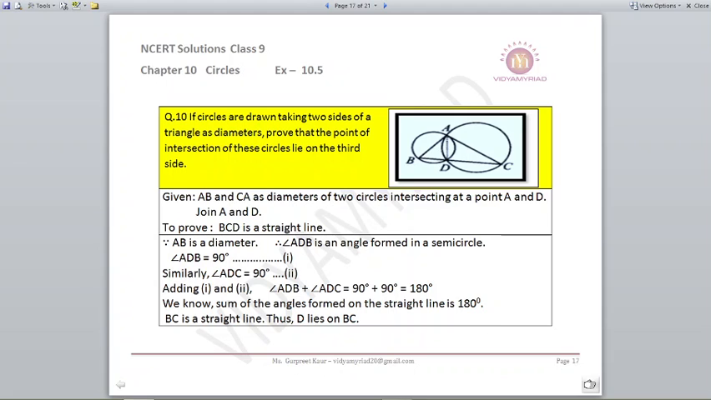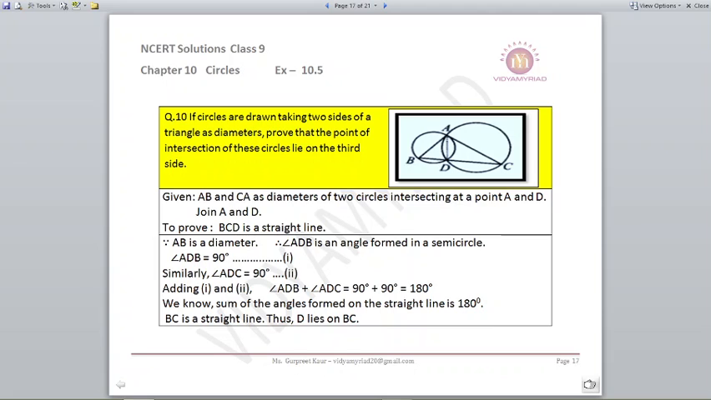Question number 10. If circles are drawn taking two sides of a triangle as diameters, prove that the point of intersection of these circles lie on the third side. Now here if you see the diagram, AB and AC are the diameters of the two circles. They are intersecting at the points A and D. Just we will join AD, and we need to prove that this D is the point which is lying on BC, or BDC forms a straight line.